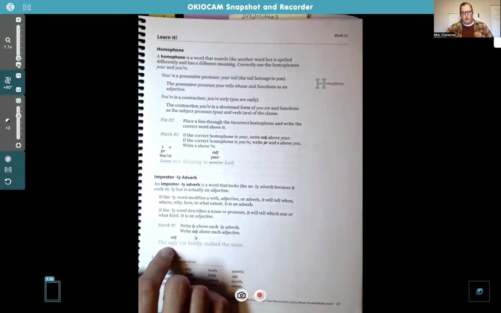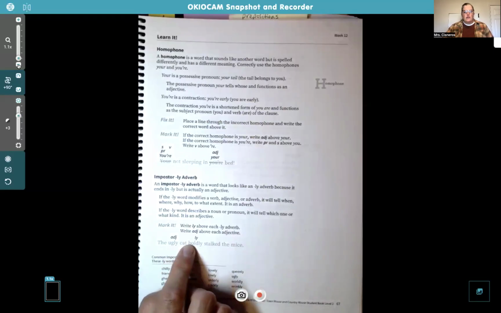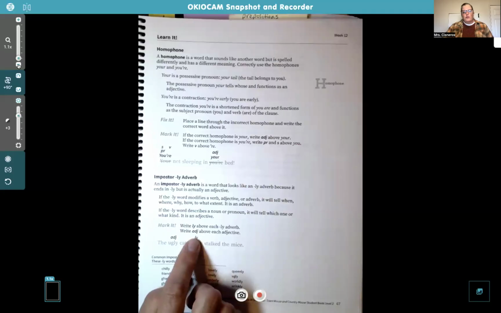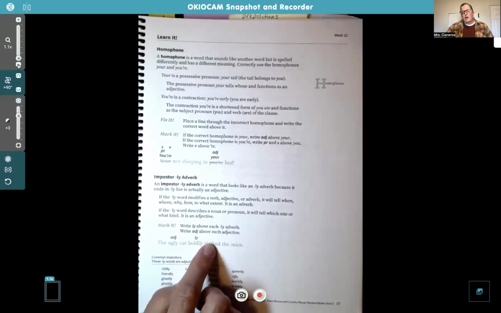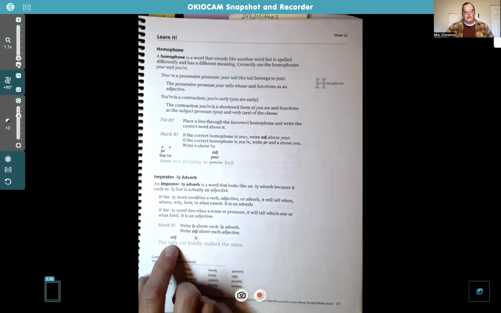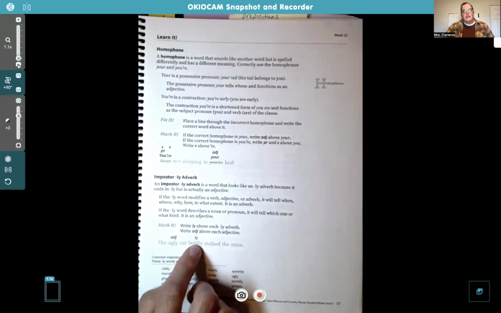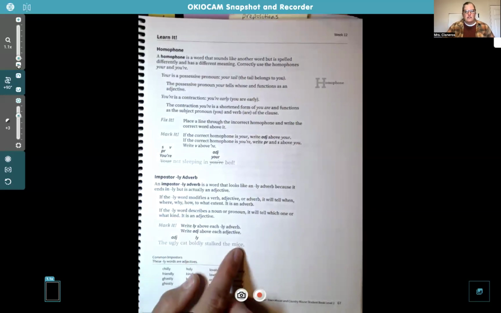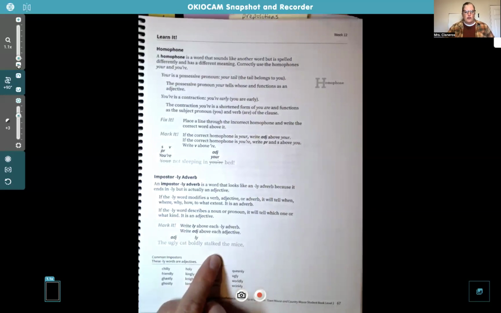Right here is your example. The ugly cat boldly stalked the mice. So that word boldly is an adverb because it's telling how he stalked the mice, right? That's telling how he did that, and that's modifying the verb stalked. But this one here, the ugly cat, is telling about the cat. It's describing the cat. So that means it's an adjective. So watch out for those ly words. Sometimes they're adverbs and sometimes they're adjectives. You just have to see where it is in the sentence and what it's modifying. That's what you're looking out for.